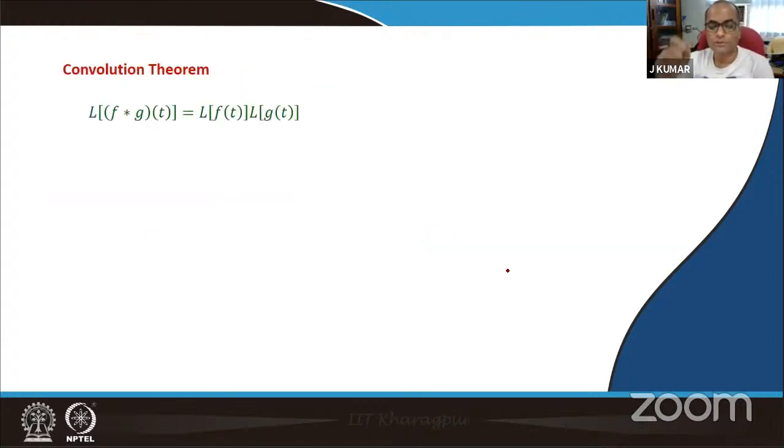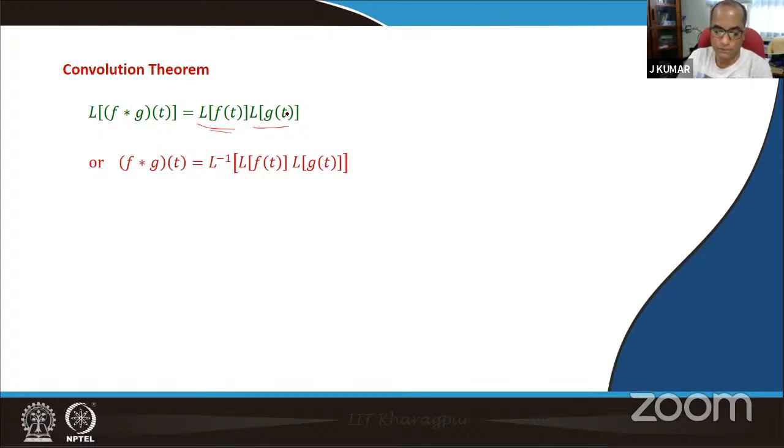The convolution theorem is also useful in many applications. It says that the Laplace transform of f star g, the convolution of f and g, which is the integral from 0 to x of f(x minus t) g(t) dt, when you take the Laplace transform of such an integral, is the product of the Laplace transform of f(t) and the Laplace transform of g(t).